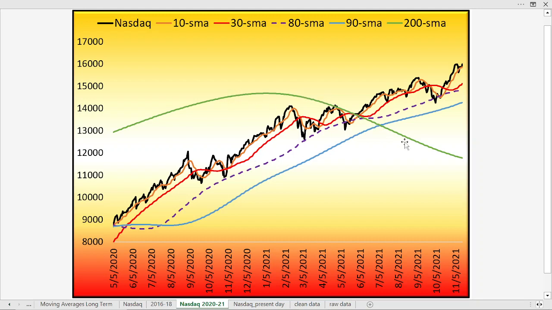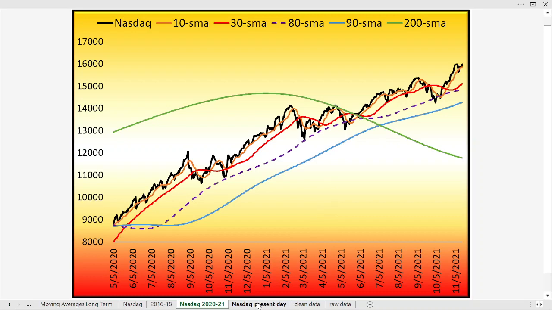This is a 200 simple moving average. There's a lot of traders out there that won't buy the market below the 200 simple moving average. There's a lot of statistics that show that if the market's below the 200 simple moving average, it's not going to fare well. Maybe a trader would only choose to get in once we cross back above.